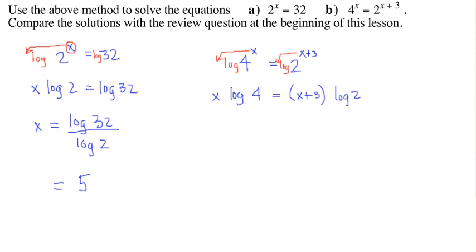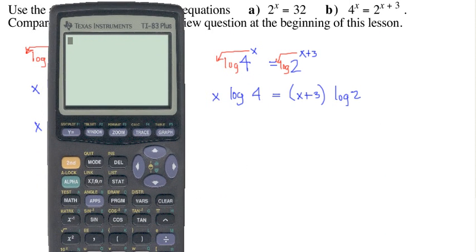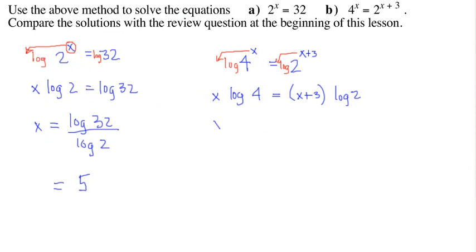Now this one's not so nice. It's not so easy to get all the x's to one side and all the numbers to the other. But we can still do it. What you do next, this is messy, but it does work. It completely works. We'll find log 4, and we'll find log 2. We're going to need both of them. Okay, log 4 is 0.602. So here we have x times 0.602. And then we have x plus 3, and log 2 is 0.301.